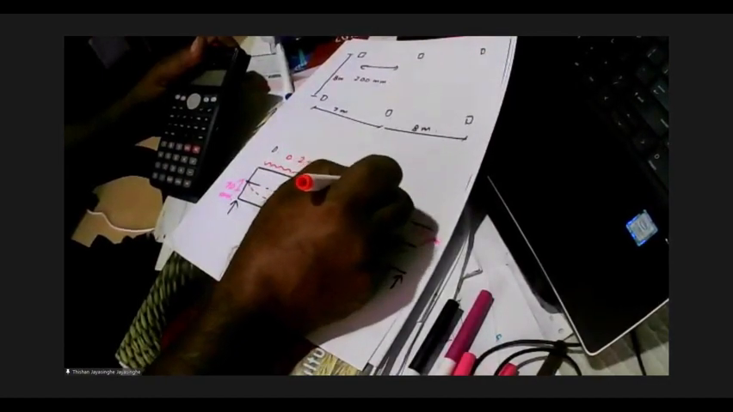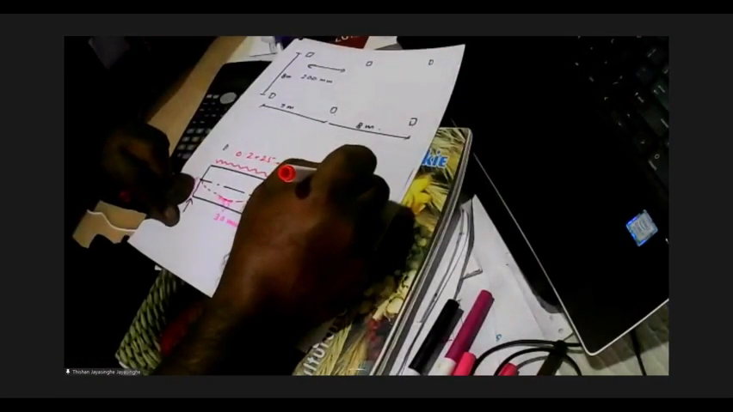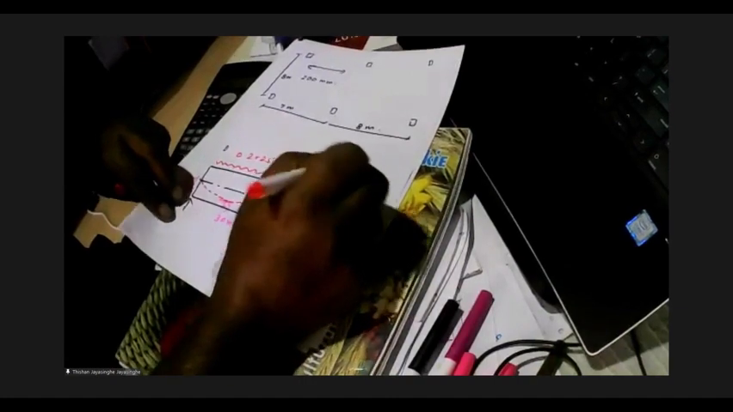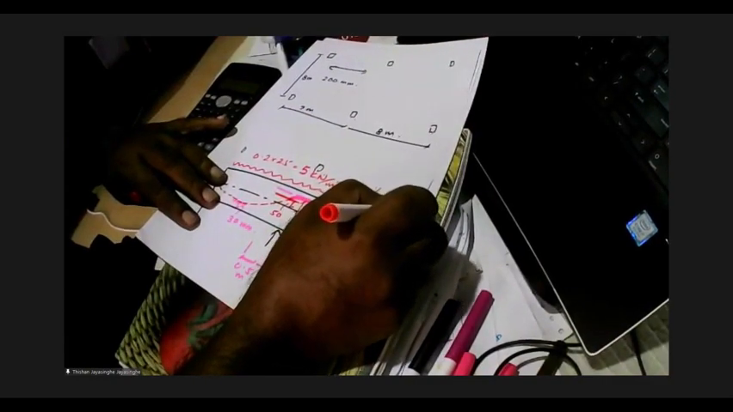So now we have to balance 0.2 into 25, 0.2 into 25 is 5. So let's say we are going to balance 80% of that. That means we are going to balance 4 kilonewtons per meter square.